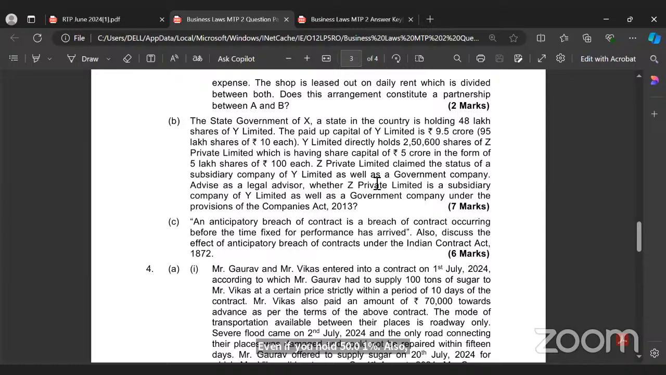Then Z would have automatically become a government company. But since here Y itself is not a government company, Z will also not be a government company. Understood? Yes, sir.